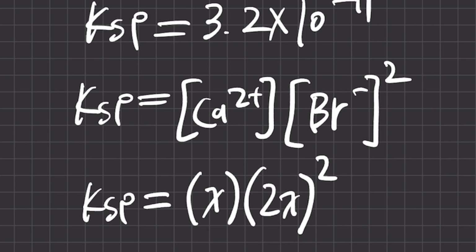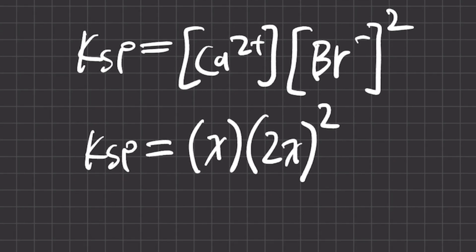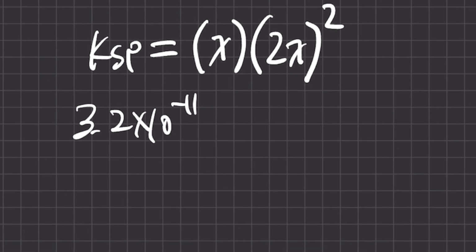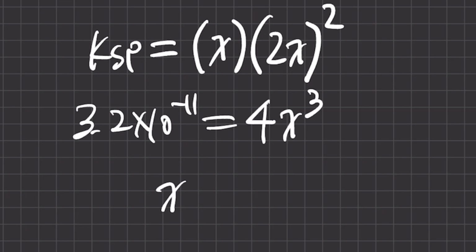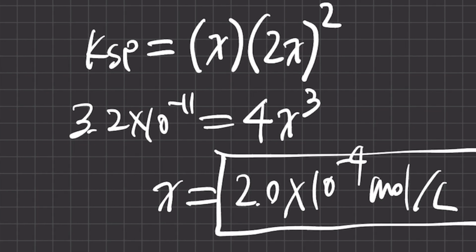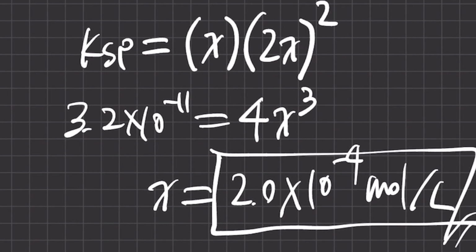Then when we calculate for variable x, x will be equal to 2.0 times 10 to the power of -4 mole per liter. This will be the solubility of calcium bromide.